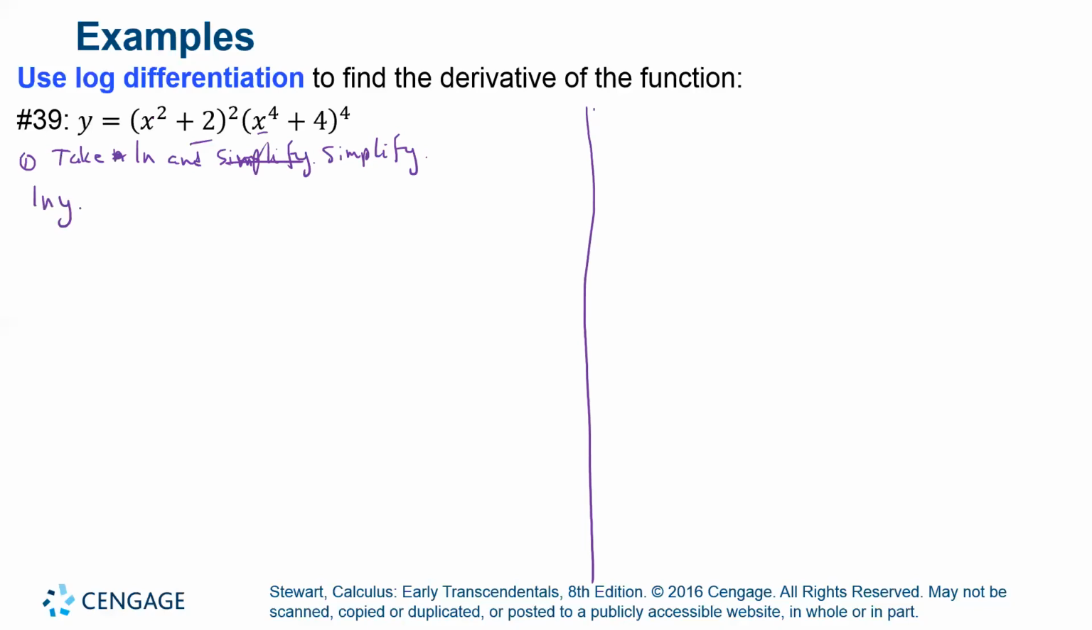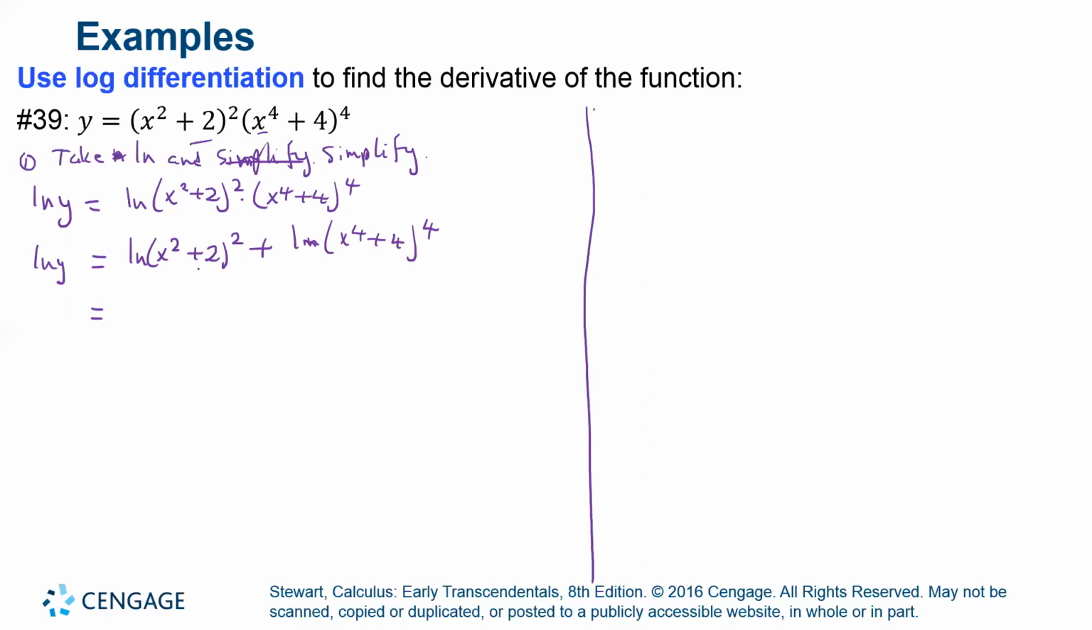So the natural log of y is equal to natural log of (x squared plus 2) all squared, times (x to the 4 plus 4) all to the 4. Now this is a product, so I can use the log properties to write it as a sum. That's what we mean by simplify. So natural log of (x squared plus 2) raised to 2, plus natural log of (x to the 4 plus 4) raised to 4.